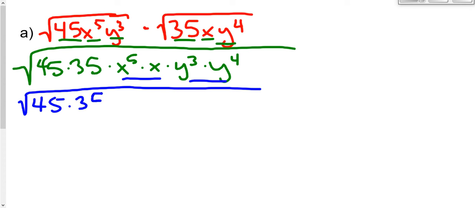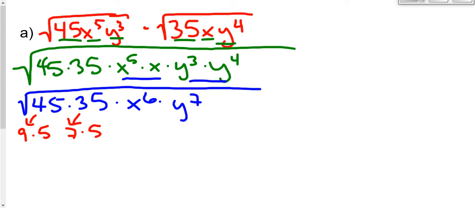45 times 35. And then over here, this will become x to the 6th, because I have x to the 5th times x. And then we'll have y to the 7th, y to the 3rd times y to the 4th. So this is considered combined. Now I just have to simplify it. So let's go ahead and take a look at simplifying my coefficients. 45 is 9 times 5. 35 is 7 times 5.